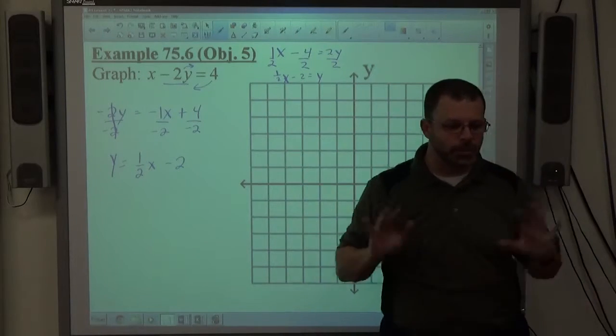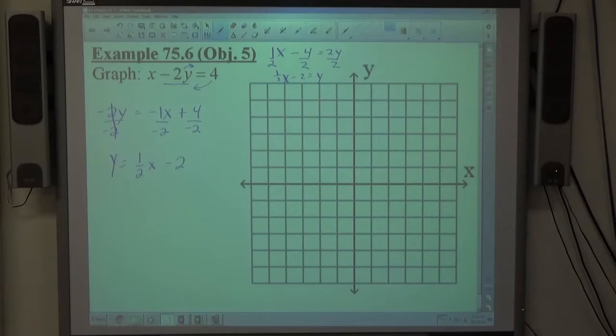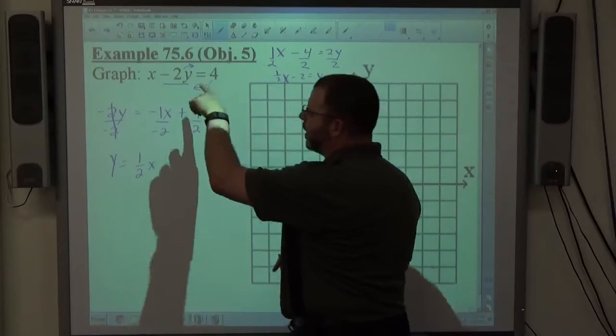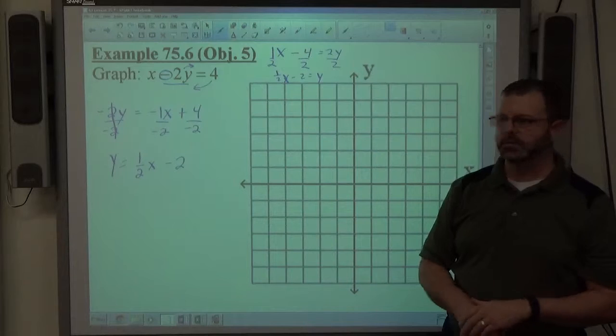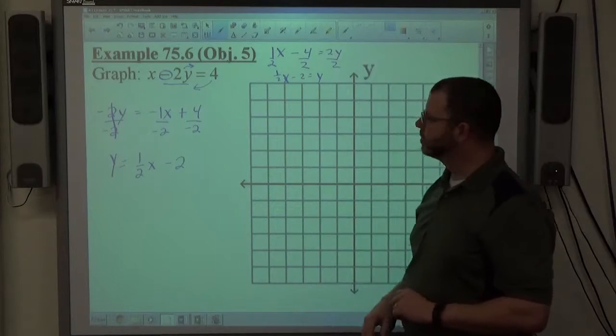Same answer, same result for both of those. Take your pick. All right. Again, if you want to leave y on the left every time, just be careful if there's a minus in front of it. Make sure that minus sticks around until you divide it out. That's the one thing I've seen people mess up on.